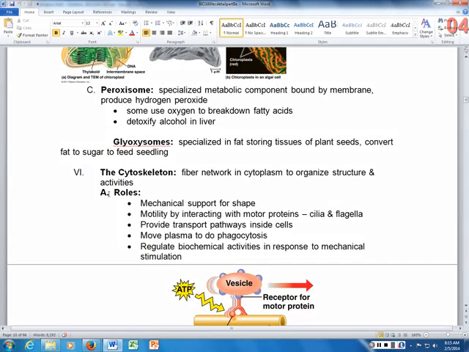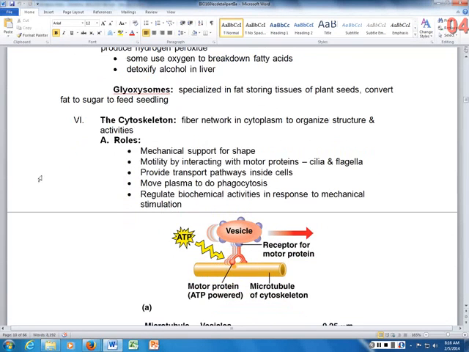So the glyoxysomes, these are a specialized fat storing tissue in the plant seeds. So most seeds are going to be high in fat content. And that's because of the glyoxysomes. It stores the fat because when that seed starts to turn into a new little plant, it can convert that fat into sugars to feed that new little plant for a while. So it's just kind of, you know, a care package of food for that new little plant until it's able to start obtaining its own food.